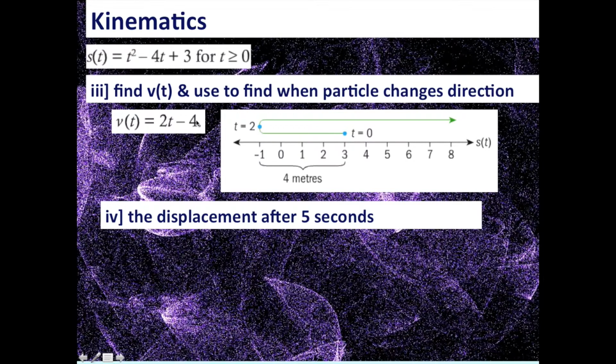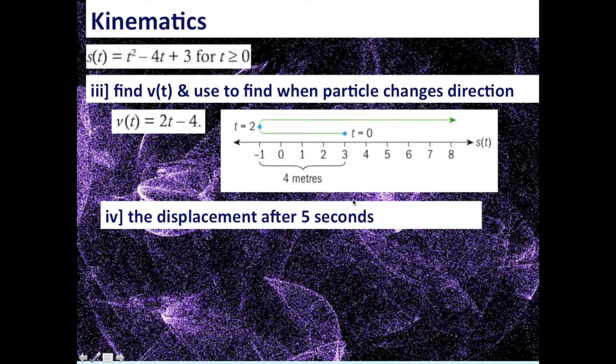We can check that because, for instance, if we substitute in a value of t less than 2, so if we substitute in 1, that's going to give us a negative value, which means it's moving to the left. And if we substitute in a larger value, for instance 3, that's going to give us a positive value, which means it's moving to the right.